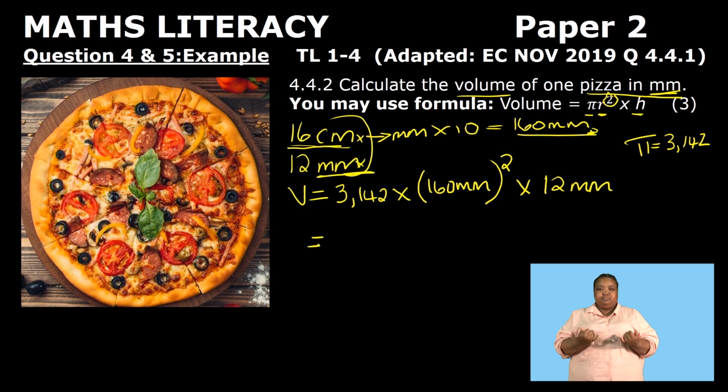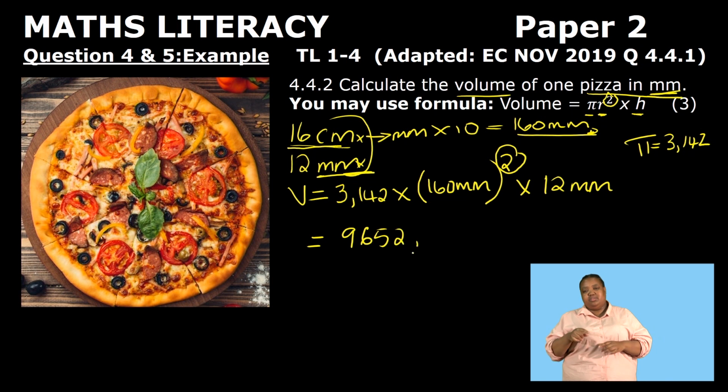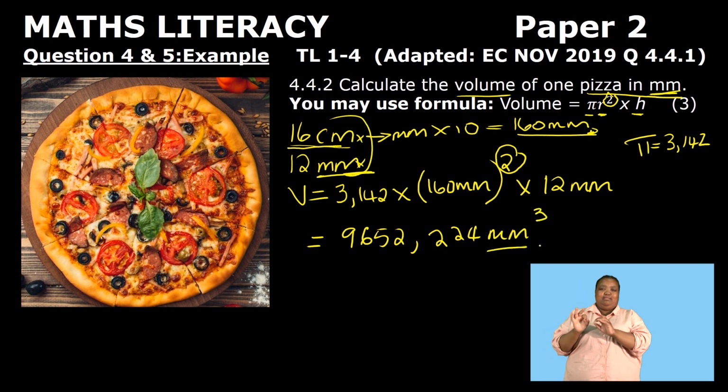So now we have substituted all our values. We work it out. Do not forget to square. Put in the square so that you find the correct value. So when you work that out, you're going to have 9,652,224 millimeter cubed, because we are working with volume, and volume, remember, is a three-dimensional object or shape.